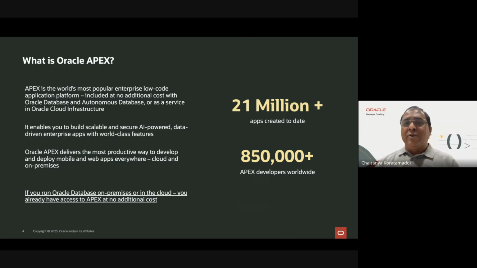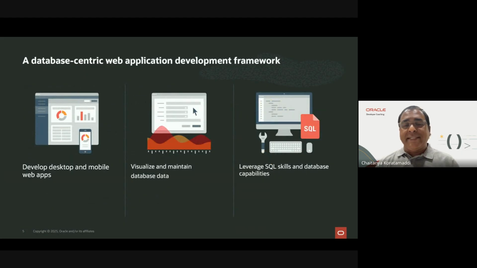Then, to just give you some numbers, there are 21 million plus Apex applications created to date globally. Literally every industry vertical, we have Apex applications built of enterprise scale. There are 850,000 plus Apex developers worldwide building applications every day for every industry vertical. So this is a quick high-level overview of what Apex is.